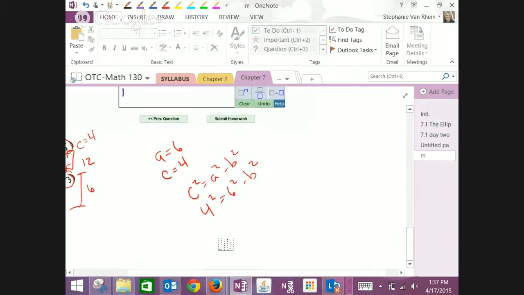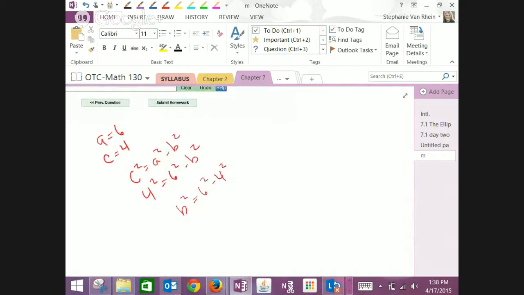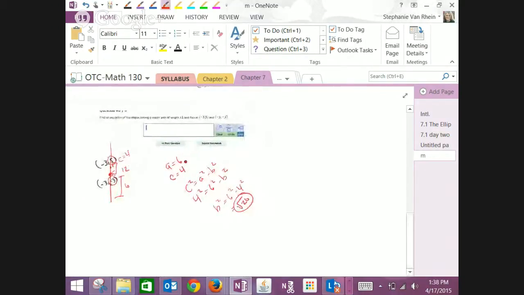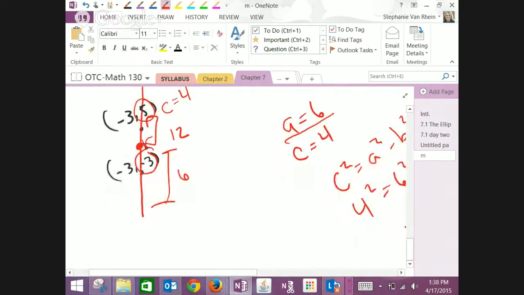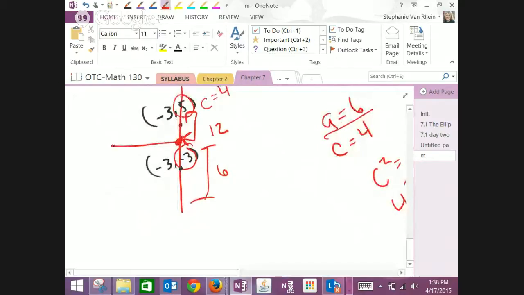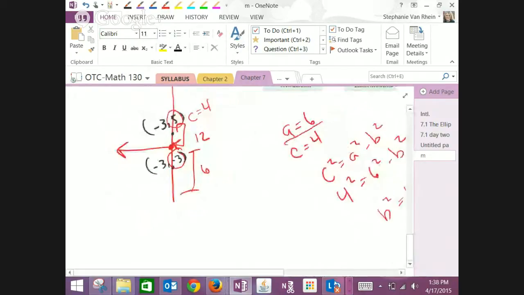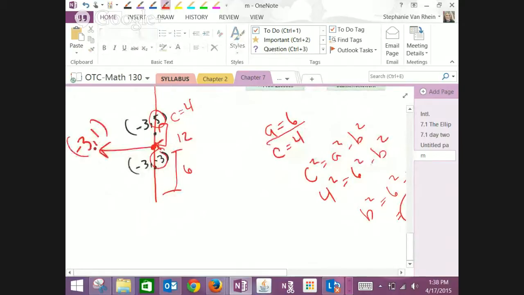So B squared is 6 squared minus 4 squared. 36 minus 16. 20. So B is the square root of 20. Right. So we have A, we have B. Do we have the center? What is the center? Minus 3, 1.